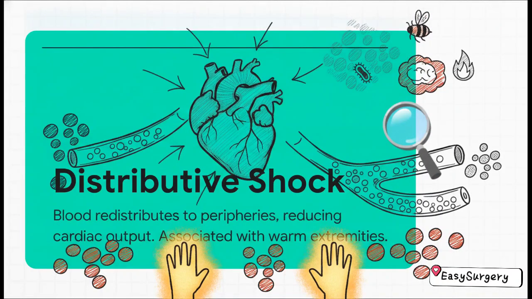Distributive shock, on the other hand, is all about where the blood pools. If it redistributes out to the peripheries, leaving the patient with those telltale warm extremities, it falls right here. The blood is basically just sitting there in dilated vessels instead of making its way back to the heart. This is the absolute hallmark of neurogenic, anaphylactic, and warm septic shock.